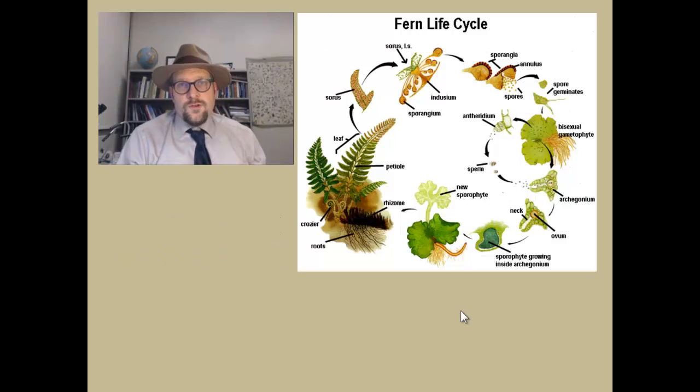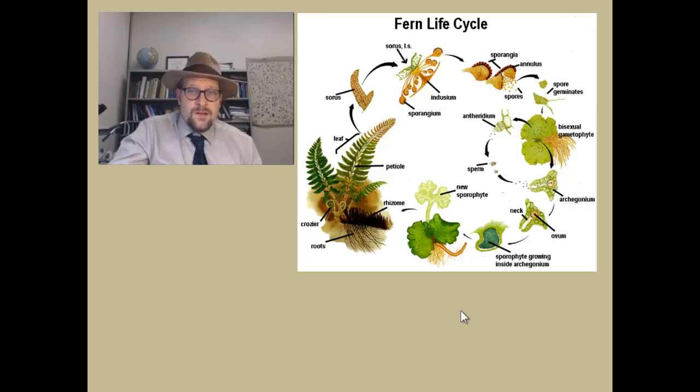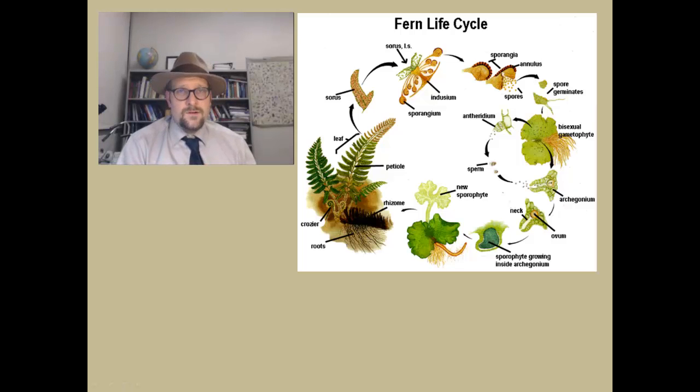All right, so this is a major switch from the fern life cycle. That is, we're going to have the retention of the gametophytes, these parts of the life cycle, on the actual plant itself, on the sporophyte generation. Now, these gametophytes are going to look and act very differently than what we see in ferns.